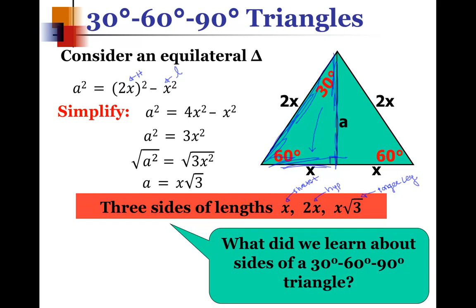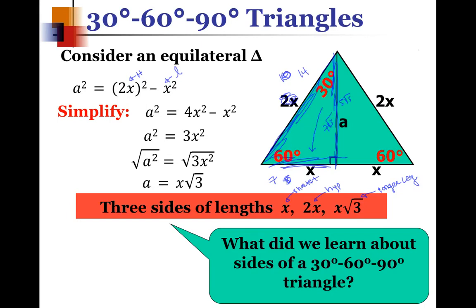This will always be true, right? If I told you that this was 10, you would be able to tell me that this was 5 and this was 5 root 3. Undoubtedly, that's what it is, right? If I had told you that this was 7, that would mean that this is 14 and this is 7 root 3. So it's all stemming from that shortest side, the side across from the 30-degree angle.